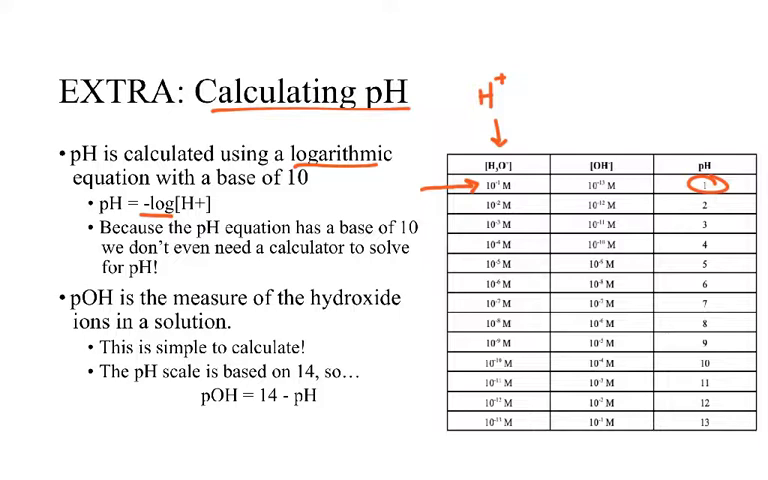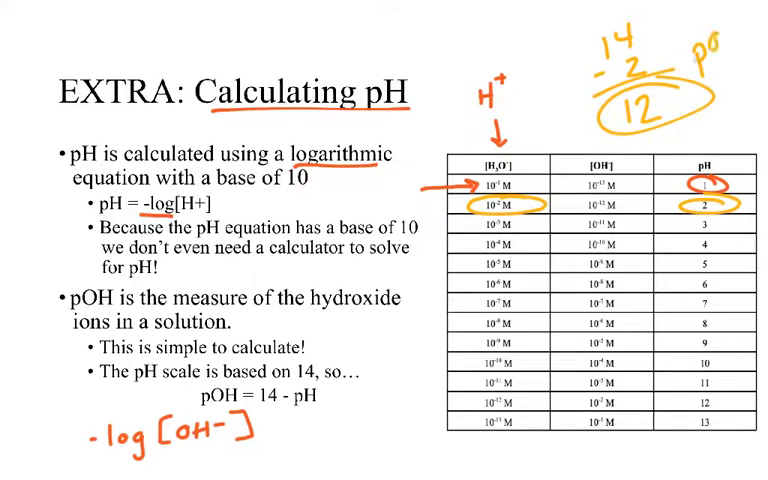pOH is something that's also measured and calculated, but we don't typically talk about it. We usually just refer to it as the pH of a base. But we can calculate the pOH the same way, so the minus log of the hydroxide ion, right? Or, simple, we can just subtract the pH from 14, right? If you notice on the table, 10 to the minus 2 is a pH of 2. 14 minus 2 is 12, so our pOH is 12.